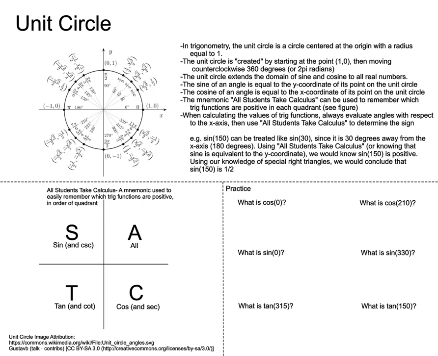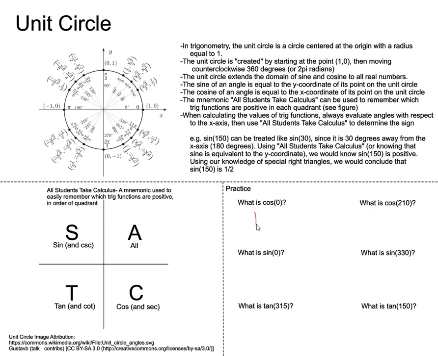Let's do some practice problems. What is the cosine of 0 degrees? We know that the cosine is going to be the x-coordinate, and we're starting at 0 degrees. So on the unit circle, we start out at the point (1, 0). So the cosine of 0 has to be 1.